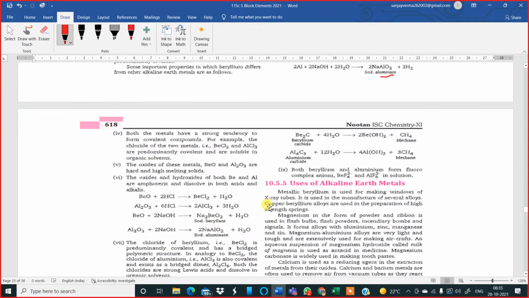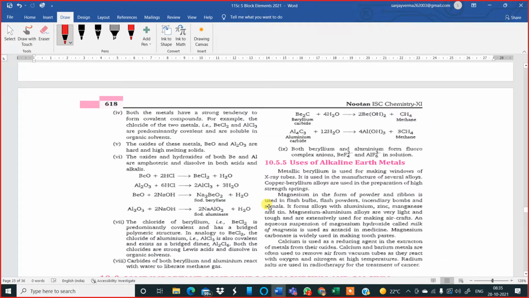Moving further to the next one, that is number four. Both the metals have a strong tendency to form covalent compounds. Number five, the oxides of these metals are hard and high melting solids. Number six, the oxides and hydroxides of both beryllium and aluminum are amphoteric. So remember, these are amphoteric in nature. That's why they react with both acids and bases to give salt and water.